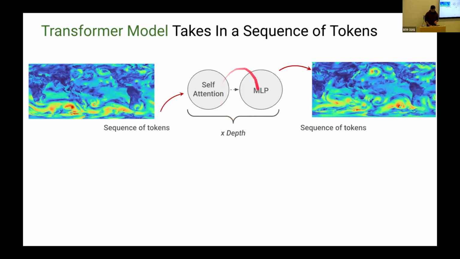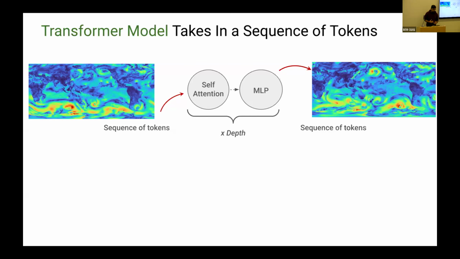For weather, nothing changes in the architecture except your sequence of tokens now needs to represent your atmospheric state over the entire globe and for V different variables. And then the output is going to be the atmospheric state again, but at time t plus delta t. So that's the only difference.